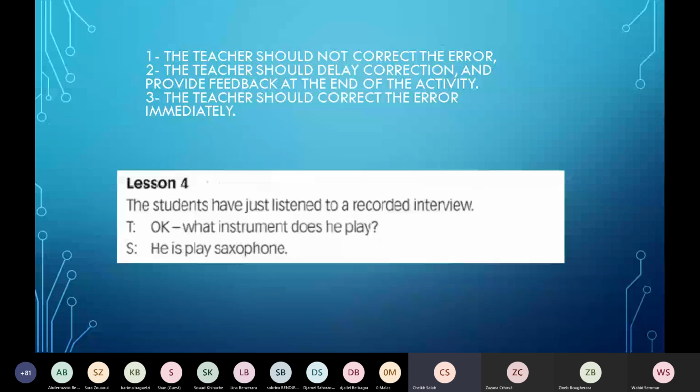Let's see lesson 4. The students have just listened to a recorded interview. Now, teacher: okay, what instrument does he play? And the student replied, he is play saxophone. What would you do?